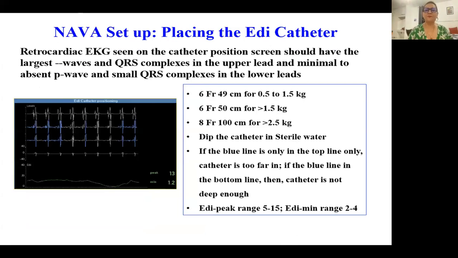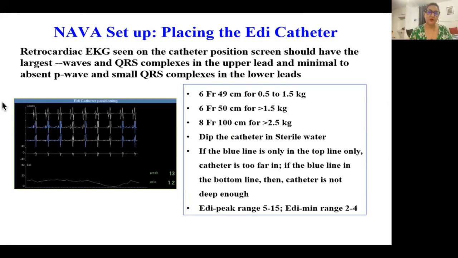Now, how do you decide which baby will be using which French catheter? This is important. You use a 6 French 49 centimeter catheter for a baby who is 0.5 to 1.5 kg, a 6 French 50 centimeter for a baby more than 1.5 to 2.5 kg, and an 8 French 100 centimeter for a baby who is more than 2.5 kg. This is how you decide and then you calculate. Once you have decided which French catheter to use, we dip the catheter in sterile water and then start inserting up to the mark which we have calculated.